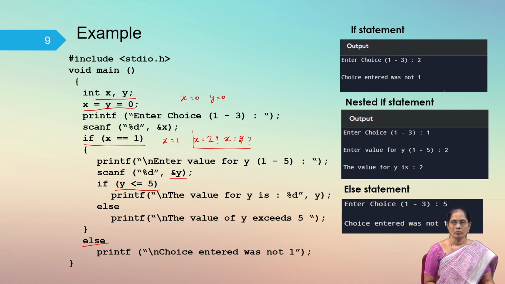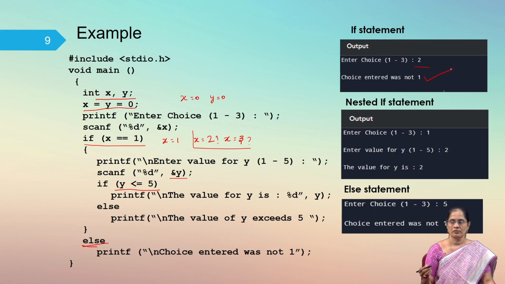Fine. Let us now analyze the output which we get on giving the particular values. In the first output screen, we can see that the user has given the choice to be 2. So, this is not falling in the true part of the if condition. The if condition checks that the x value should be 1. In this case, x value is not 1, so the else part gets executed and we get the message choice entered was not 1, right.